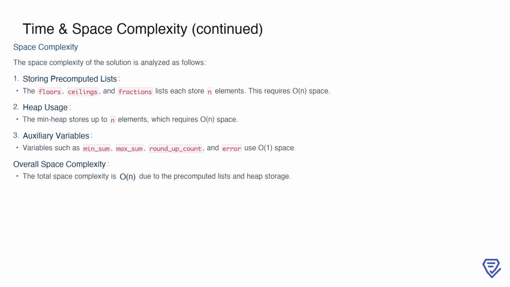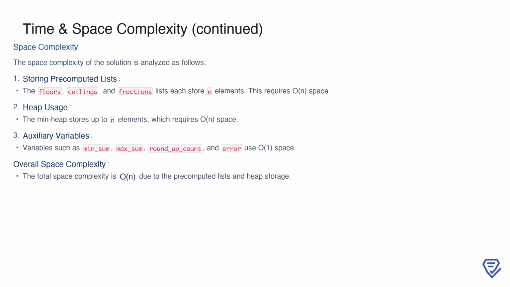Now, let's consider the space complexity of the solution. First, we store the pre-computed lists for floors, ceilings, and fractional parts, each of which contains n elements. This requires O(n) space. Next, we use a min heap to manage the fractional parts during the rounding process. The heap can store up to n elements at any given time, which also requires O(n) space. Finally, we have auxiliary variables such as min_sum, max_sum, round_up_count, and error, all of which use constant space, or O(1). When we combine these factors, the overall space complexity is O(n), driven primarily by the storage for the pre-computed lists and the heap.